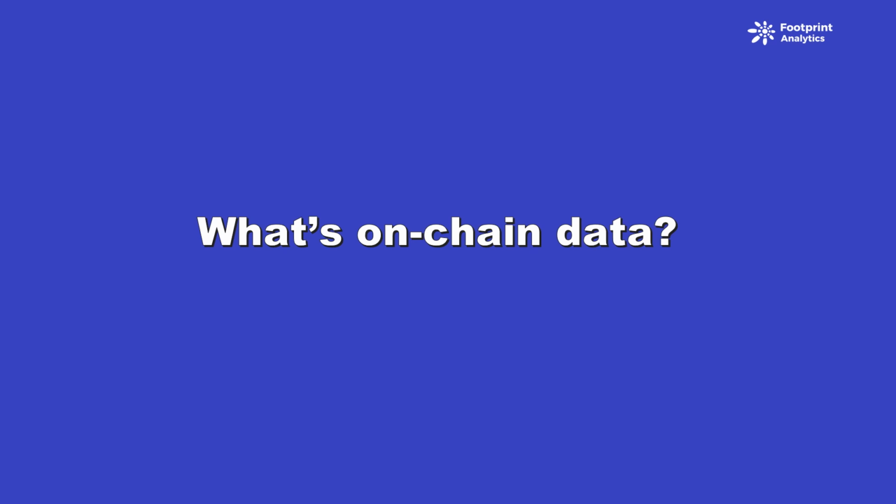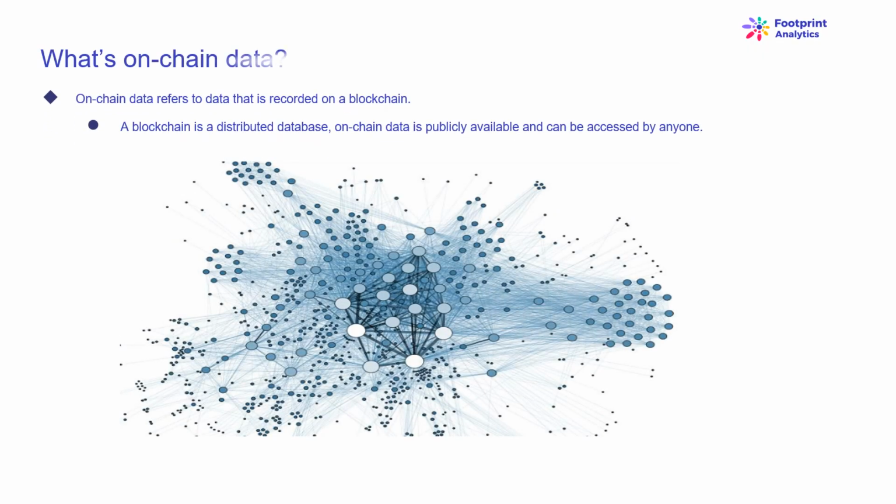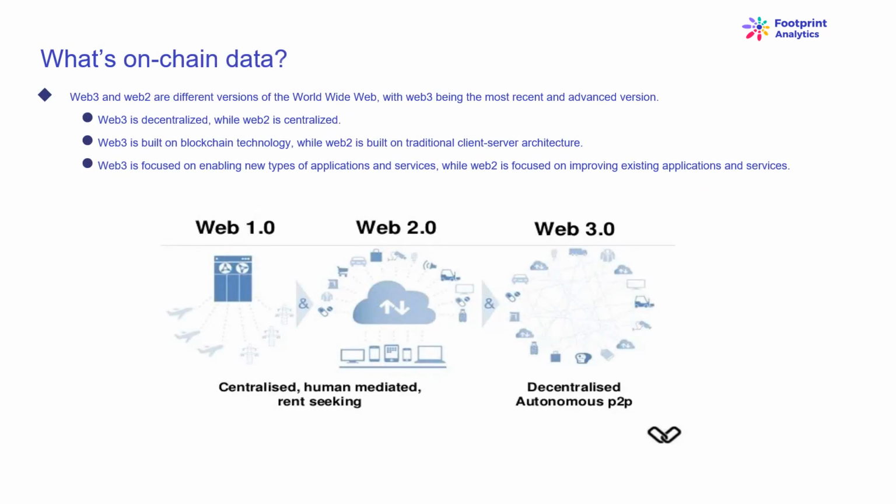What's on-chain data? On-chain data refers to data that is recorded on a blockchain. Because a blockchain is a distributed database, on-chain data is publicly available and can be accessed by anyone. Web3 and Web2 are different versions of the World Wide Web, with Web3 being the most recent and advanced version. Some key differences between the two include the following. Web3 is decentralized, while Web2 is centralized.